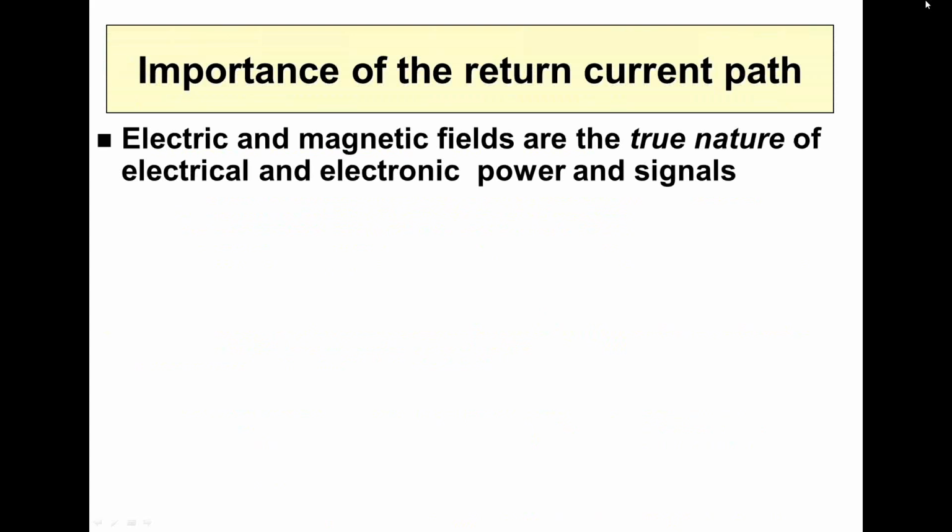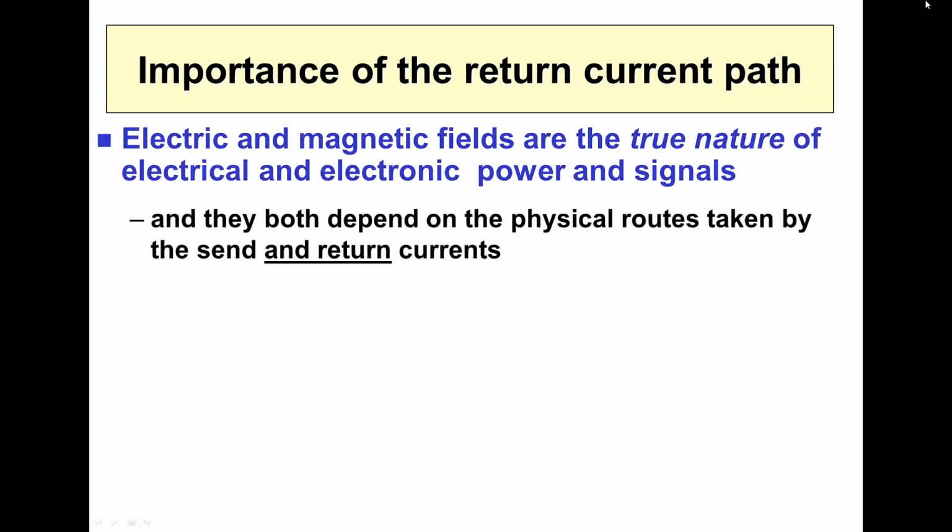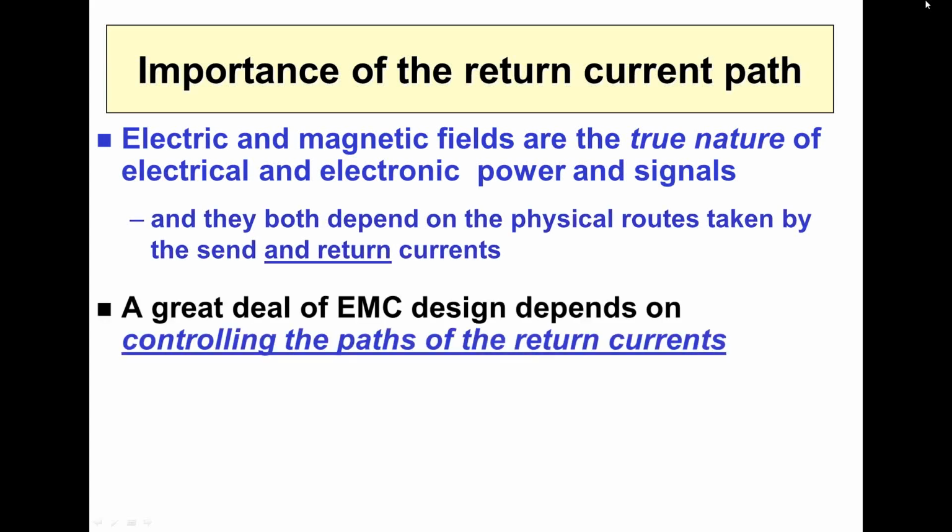And like I said, electric and magnetic fields, well, I said electromagnetic fields, but you can see where they come from, is the true nature of electrical and electronic power and signals. They both depend on the physical routes taken by what we think of as the send and return currents, what we design for. Okay? A huge amount of good EMC design depends on controlling the path of the return current.